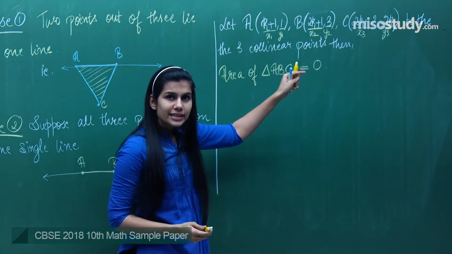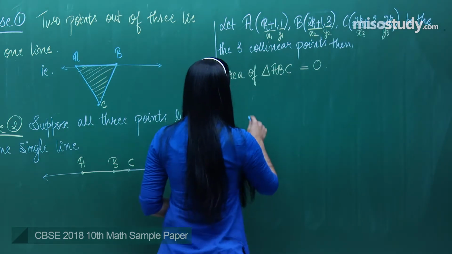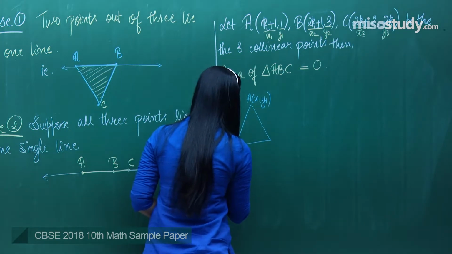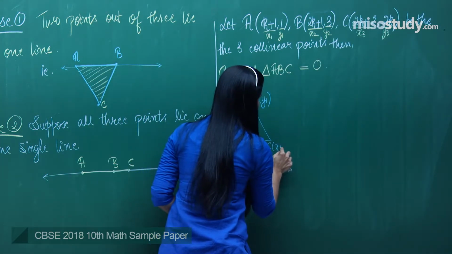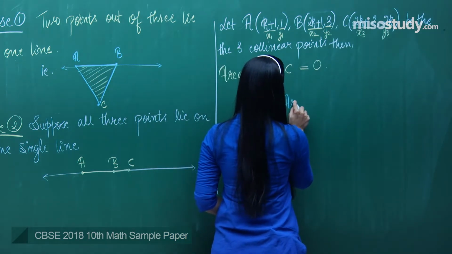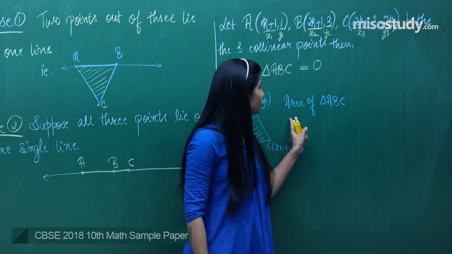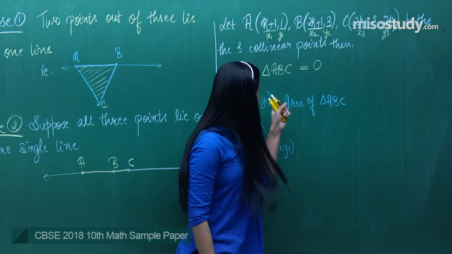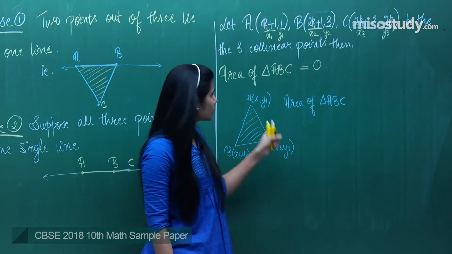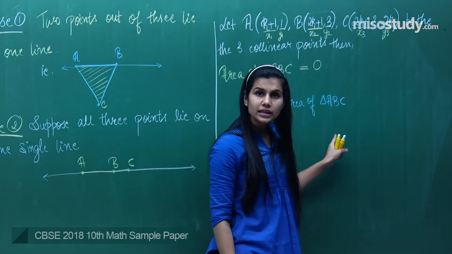But suppose you have a triangle with points A (x1, y1), B (x2, y2) and C (x3, y3). In this case, what is the area of this triangle? The question is only demanding from you to be able to recall the formula of area of a triangle ABC when you know the coordinates of the vertices of the triangle. With the help of the coordinates of the vertices, can you find out the area of the triangle? The answer is yes.